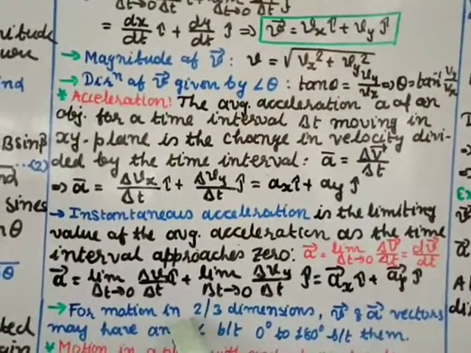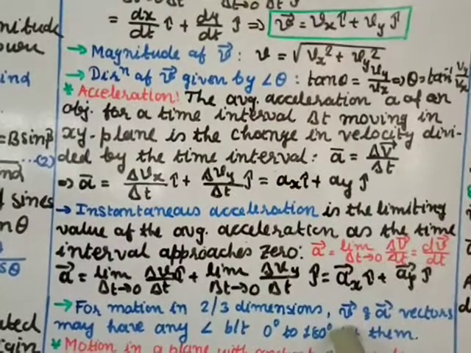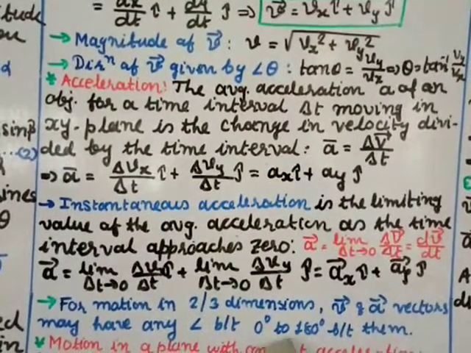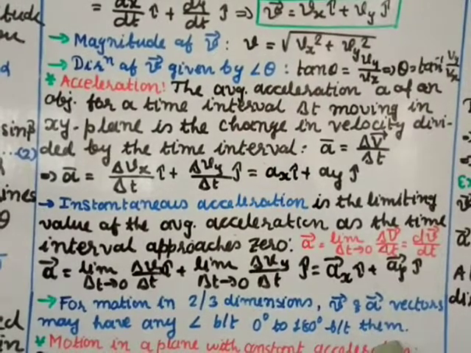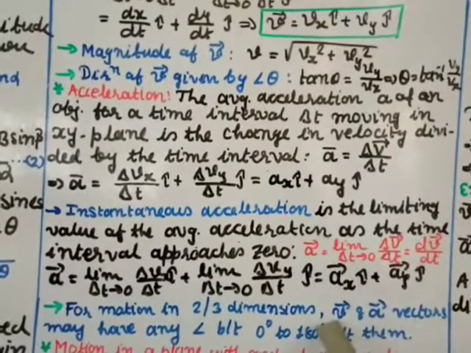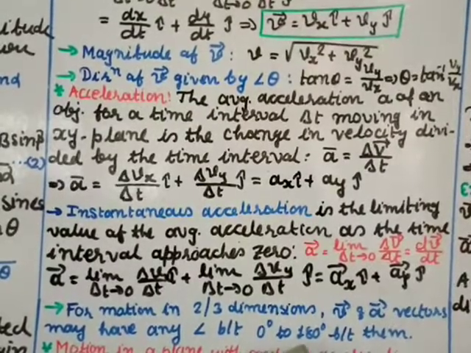For motion in 2 or 3 dimensions, velocity and acceleration vectors may have any angle between 0 degree to 180 degree between them. So in 2 or 3 dimensions, the angle between acceleration and velocity can be between 0 to 180.